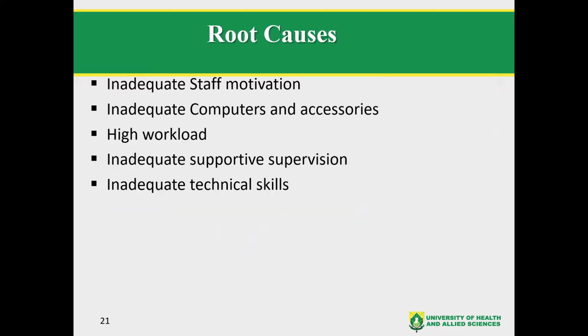So from that fishbone diagram, we identified these root causes. That is inadequate staff motivation. So the staff think they are not motivated to do what is expected of them. Inadequate computers and accessories, high workload, inadequate supportive supervision, and then inadequate technical skills. So these were the root causes identified as contributing to the low usage of surveillance data.